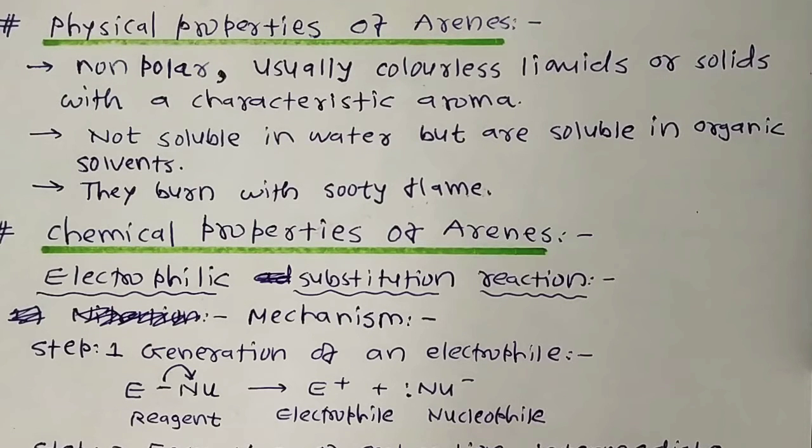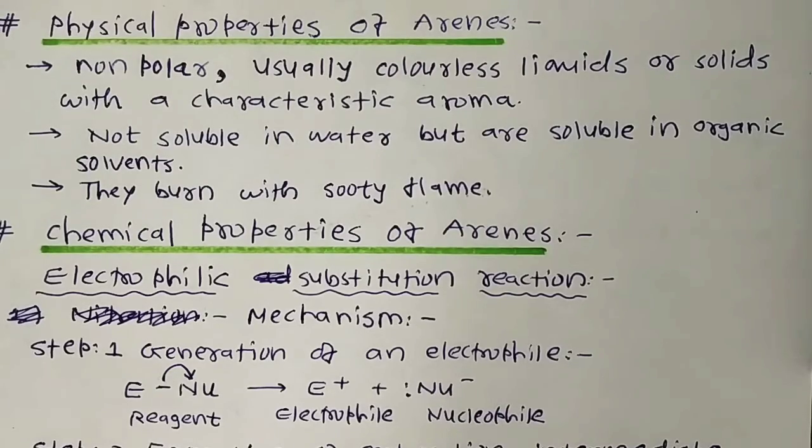As we know, electrophilic reactions can in principle be either substitutions or additions. Whereas benzene and other arenes undergo electrophilic substitution reactions, alkenes undergo electrophilic addition reactions. So the mechanism of all the electrophilic substitution reactions is basically the same and proceeds through the following steps.